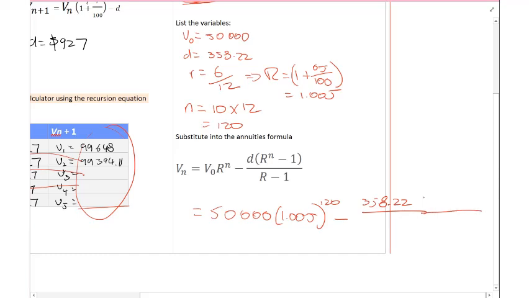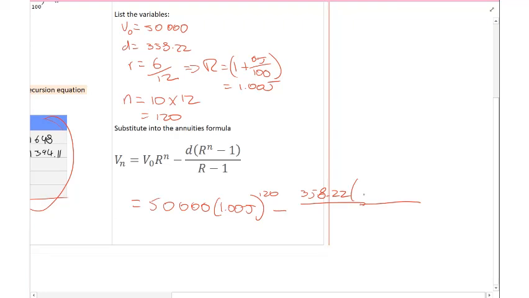And you can see I underestimated a few things there. That's going to be 1.005 to the power of 120 minus 1. And then this is going to be 1.005 minus 1. Divide all that by that, and you do all that, and you'll get an answer.